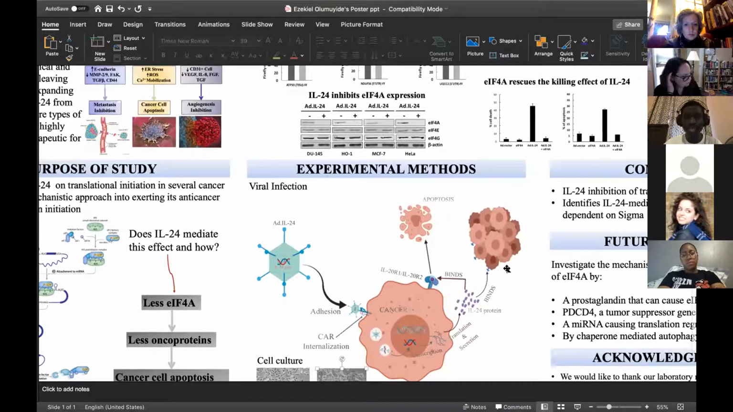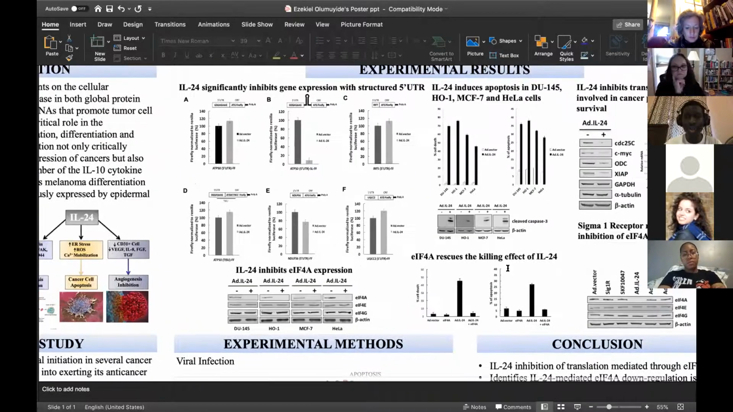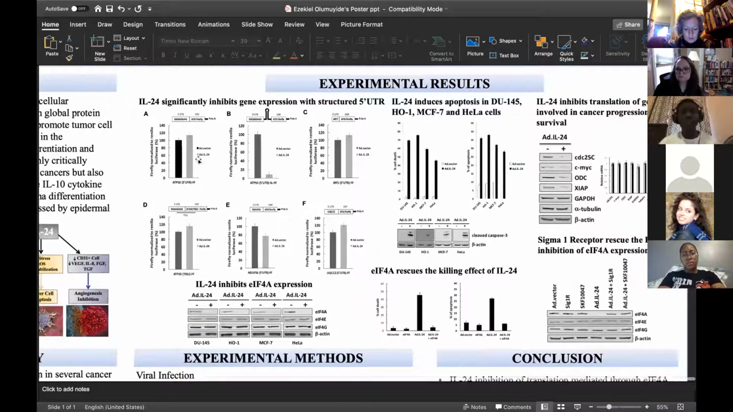So our results: interleukin 24 inhibits the gene expression of the 5' untranslated region. What we do know is that oncoprotein mRNAs have some secondary structure on the 5' end, the upstream of the mRNA.